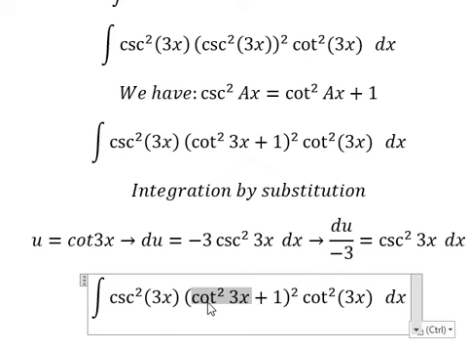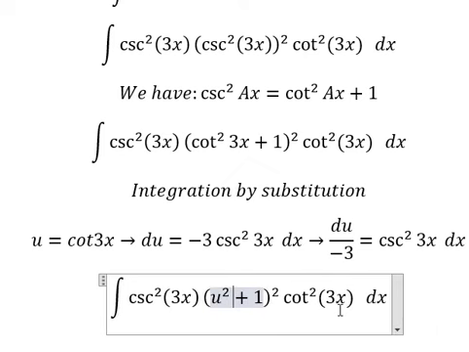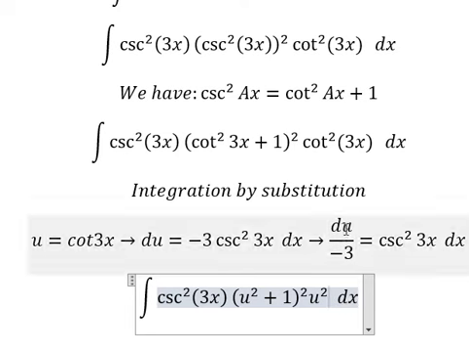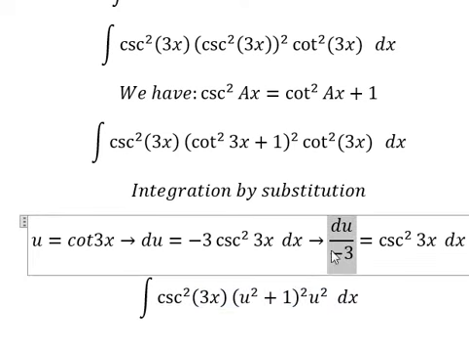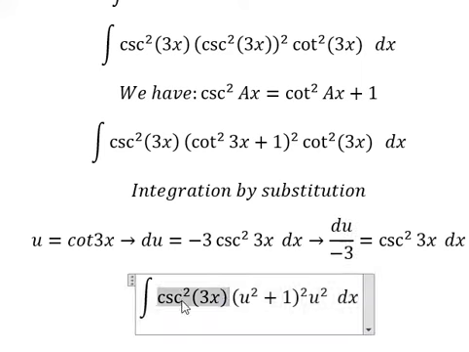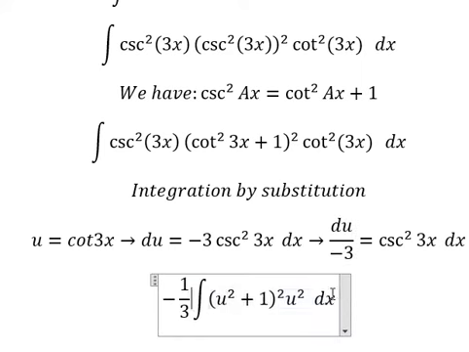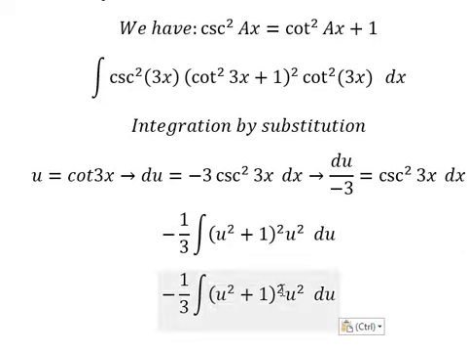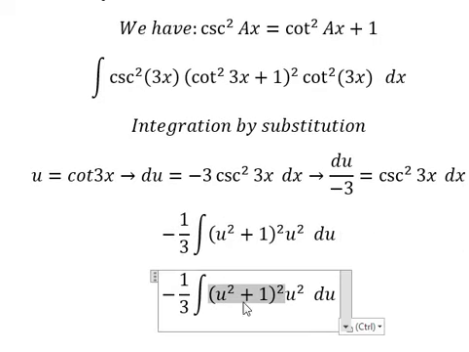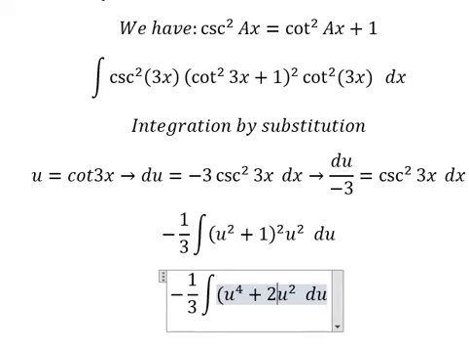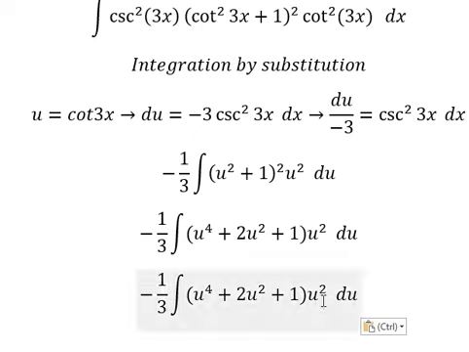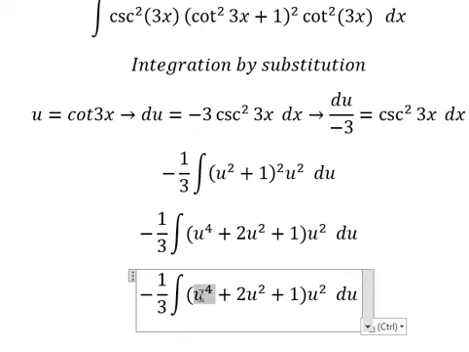This one we change by u. This one we change by u. This one with the s we change by u over negative 3. Next, we need to expand this one. So u squared multiplied by u to the power of 4, u squared and number 1.